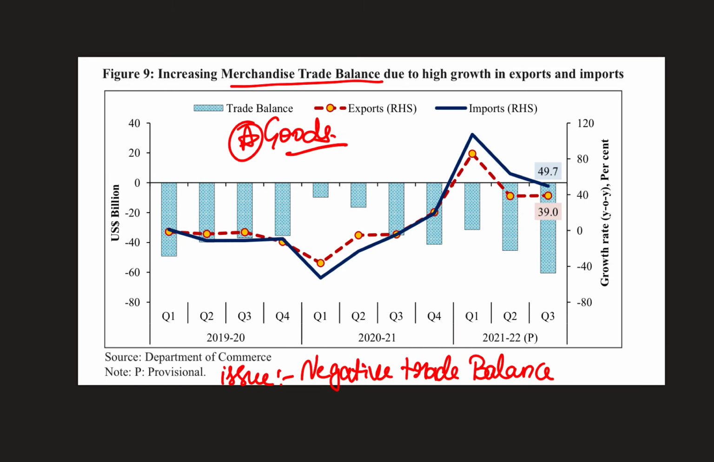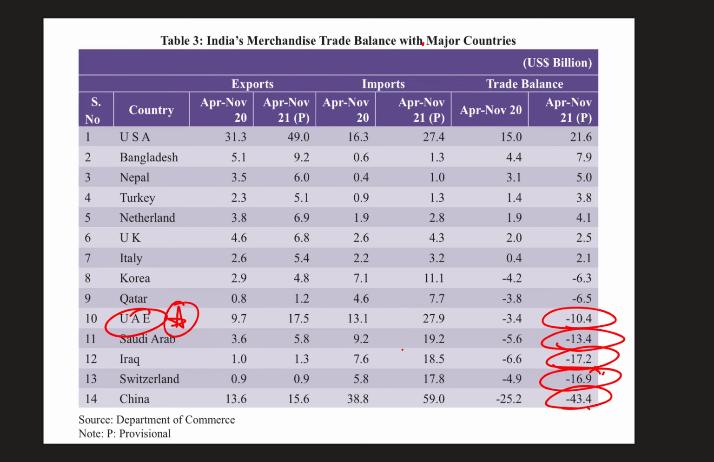We have already talked about the negative trade balance, that is the gap between imports and exports is increasing. Negative indicates that there are more imports. This is the same graph which indicates this observation. Regarding India's trade balance with major countries, you can see that USA is the country with which we have a huge trade surplus. Quite understandable because India is considered to be the back office for a lot of IT companies which have headquarters in the US. So we export a lot of services.